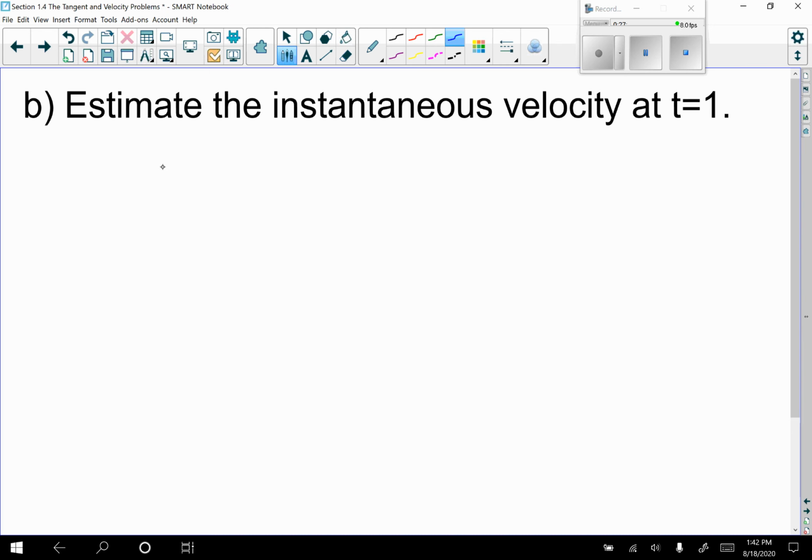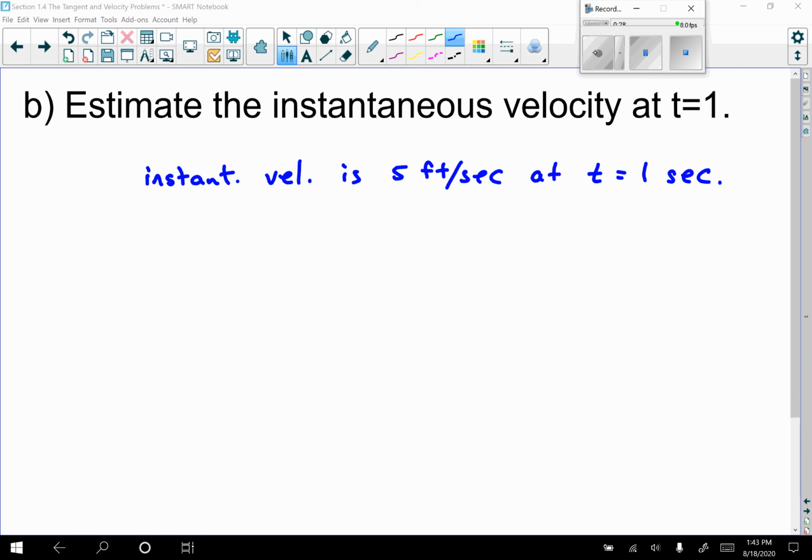So the instantaneous velocity, I'm just going to abbreviate, we could say is 5 feet per second at t equals 1 second. So again, this is the whole point. We go through that lengthy, very time-consuming process, I understand, to eventually get to this, but we have to do it a series of times to see what the values are getting closer and closer to.